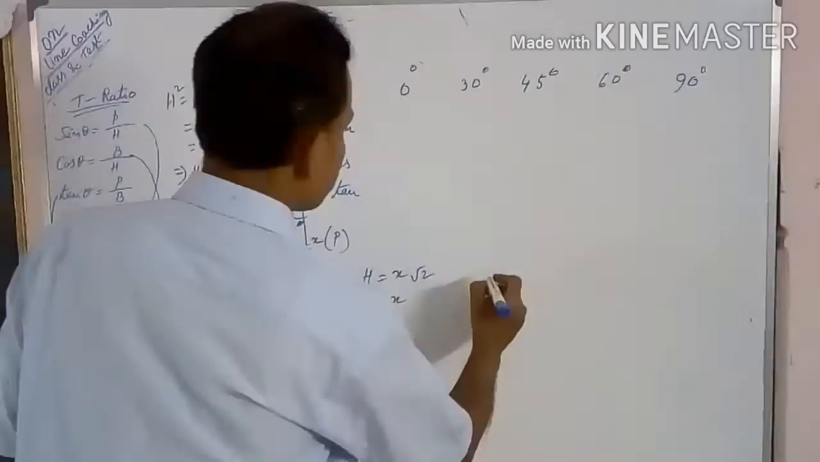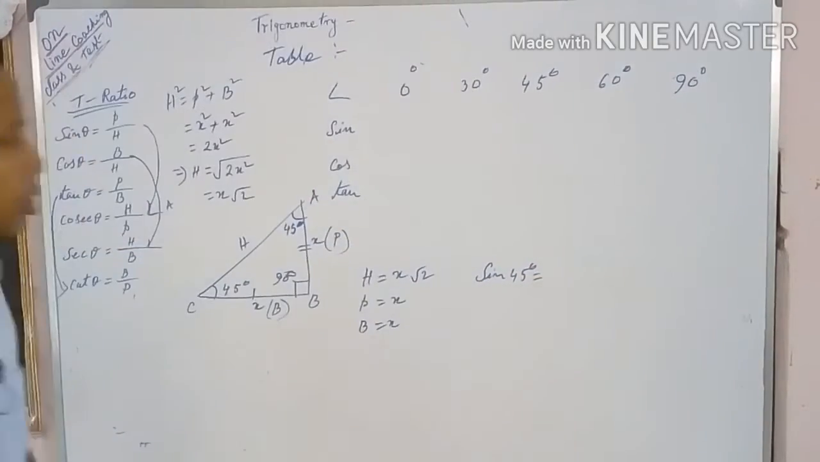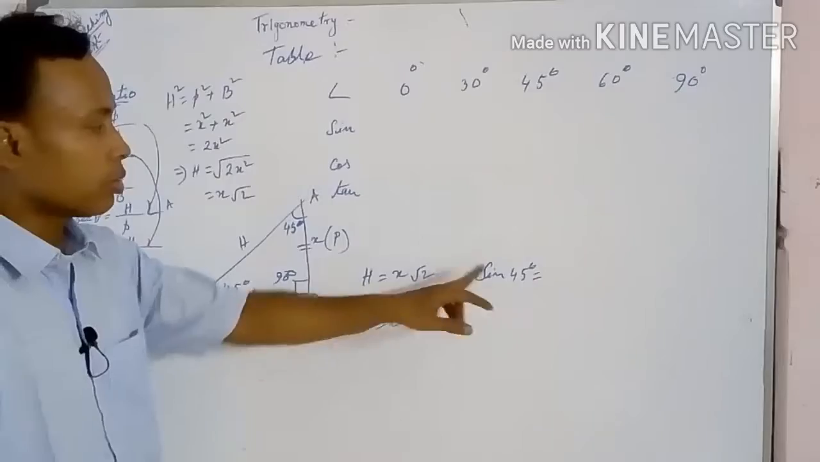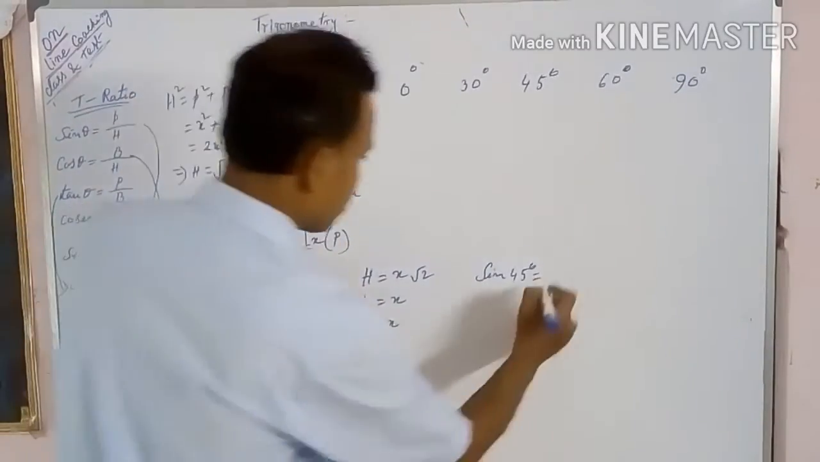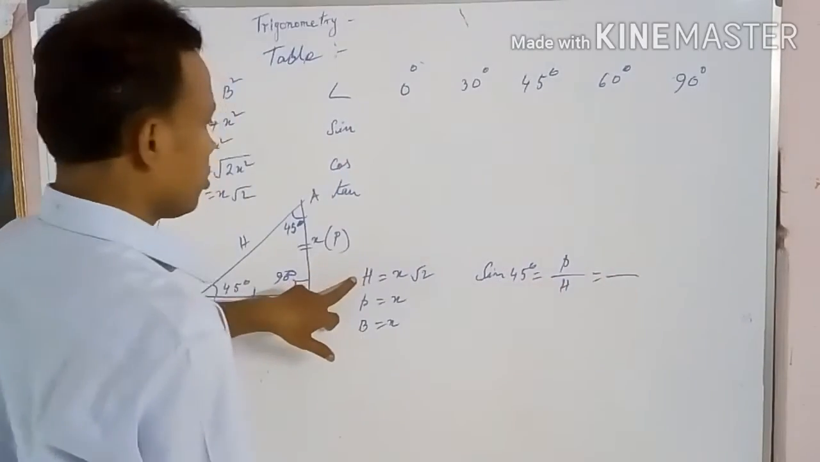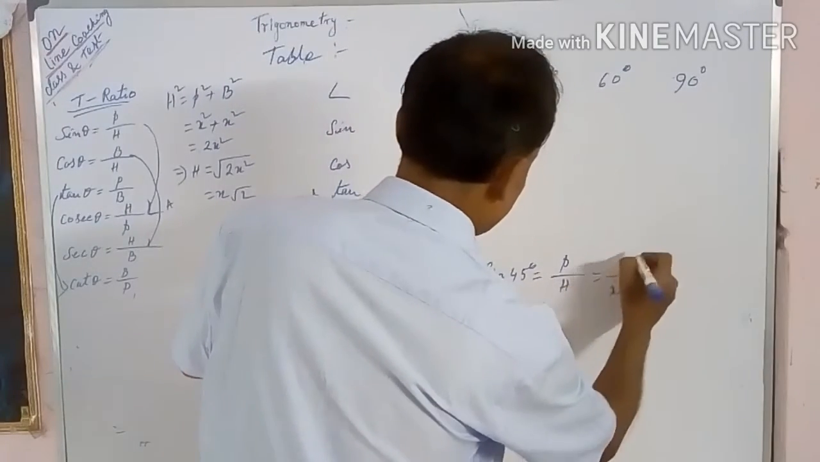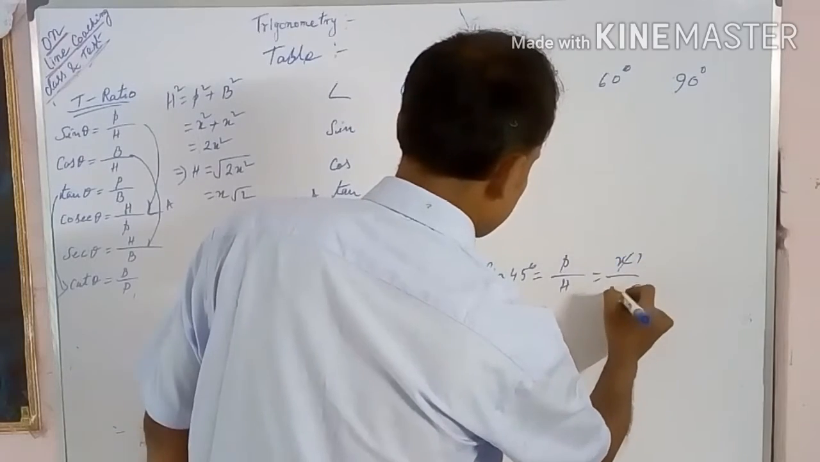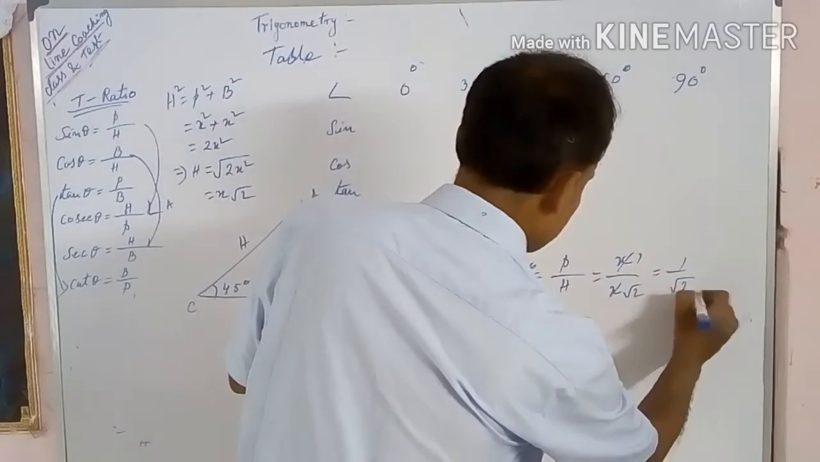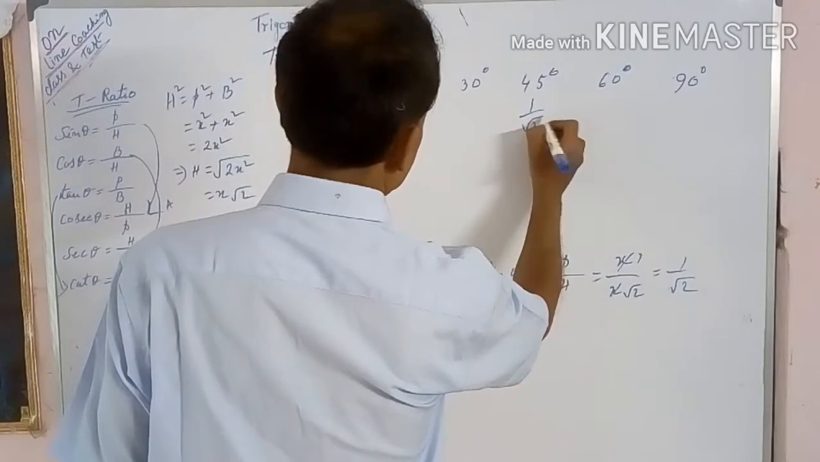So what is sine theta? Here theta is equal to 45 degree. Sine theta is equal to perpendicular by hypotenuse. The value of hypotenuse is x root 2, the value of perpendicular is x, so x cancels out and is equal to 1 by root 2. So the value of sine 45 degree is 1 by root 2.